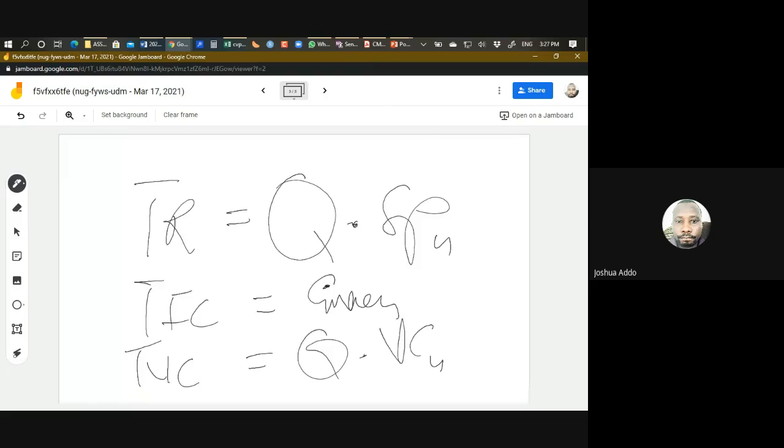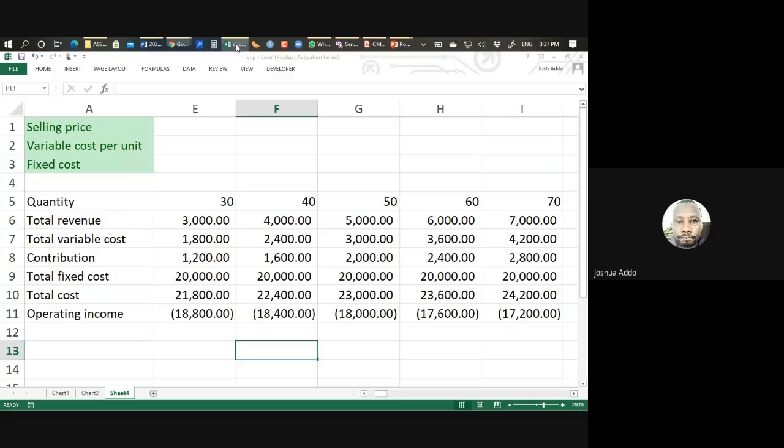If we are able to capture these key input variables, then we can model any cost structure and quantities that will give us a sense of when we will break even, when we will make certain profits along the line. That's what we want to do. So let's go straight to Excel and see how this is done.